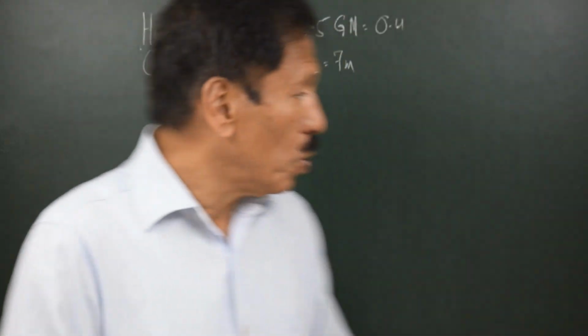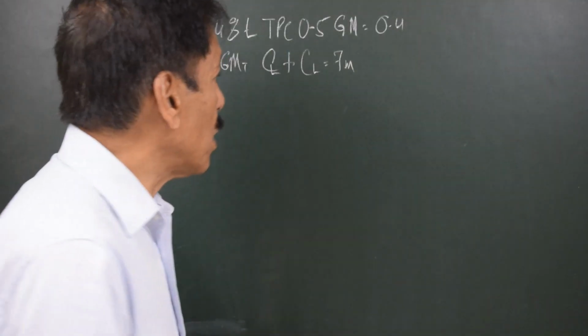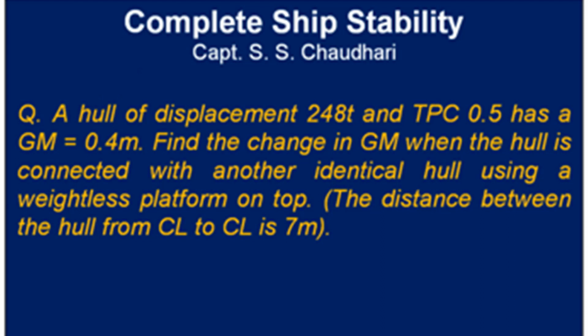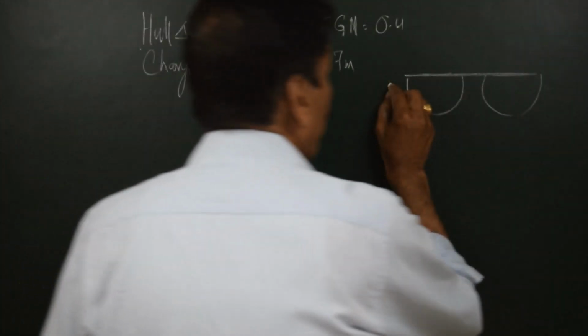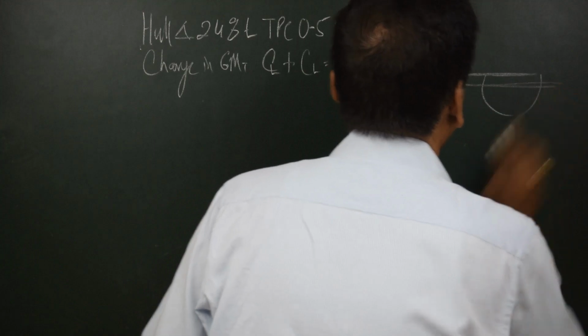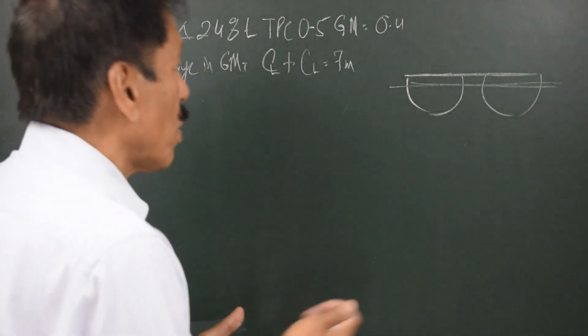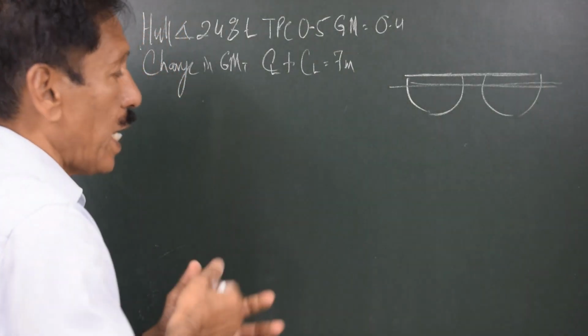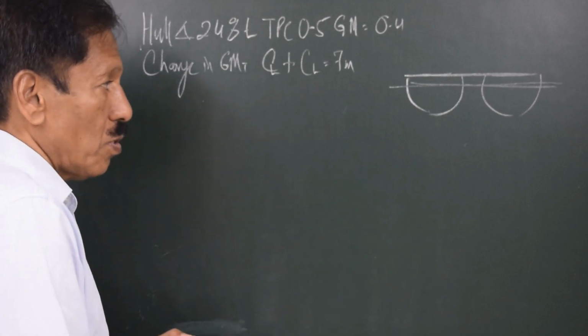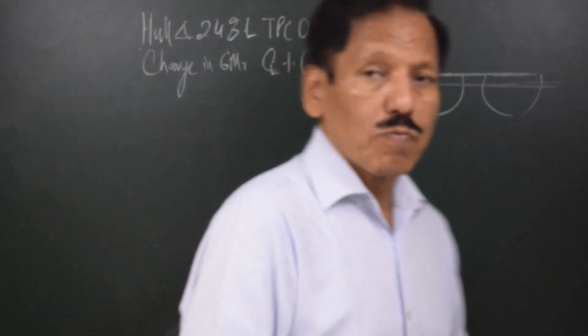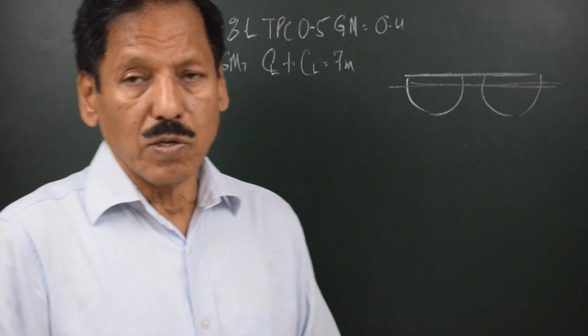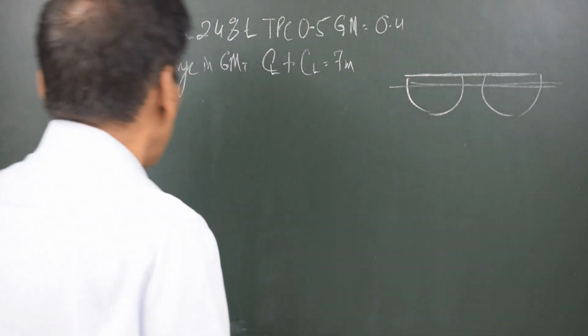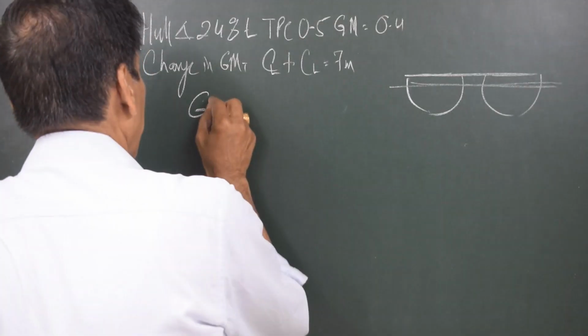Now we are going to do the same calculation for twin hulls which are of ship shape. So let us say this is one hull, this is the identical hull, and they are joined by the weightless platform, right? Okay. Now, because of the weightless platform, what happens? The KB does not change, KG does not change. In this question, we are required to find out what is the change of GM. So this particular question can be done this way.